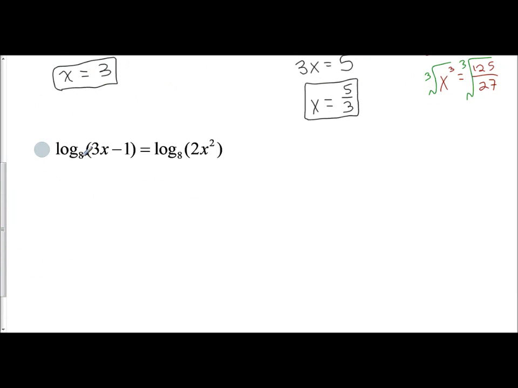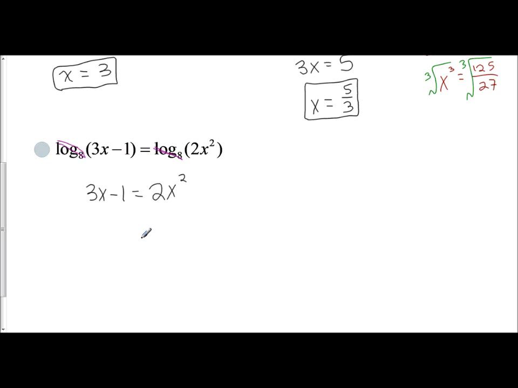Log base 8 of 3x minus 1 equals log base 8 of 2x squared. You notice something. There's the same logarithm on the left side and the right side for this. And so what I'm going to do is I'm just going to ignore it. If I have one log on the left and one log on the right, and that's it, log base 8 of some expression equals log base 8 of some expression. Well, those expressions need to be equivalent then. And so I have 3x minus 1 equals 2x squared.